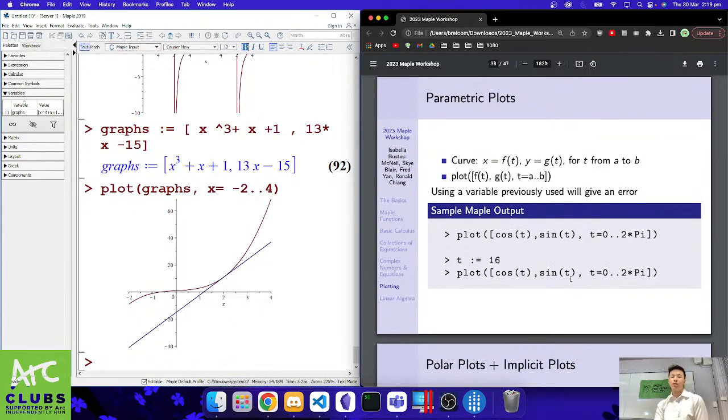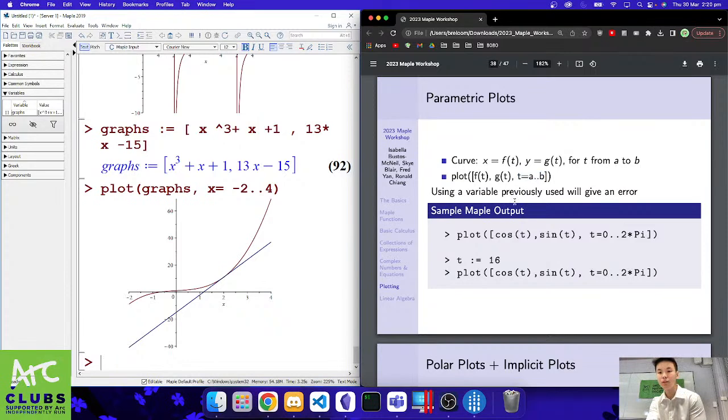Now, sometimes equations are given to you in parametric form. That's the case where x is in terms of a third variable t, and y is also in terms of that third variable t. We're going to see how we can plot these. Normally, the format is we give the x function and the y function, and specify where t ranges from.